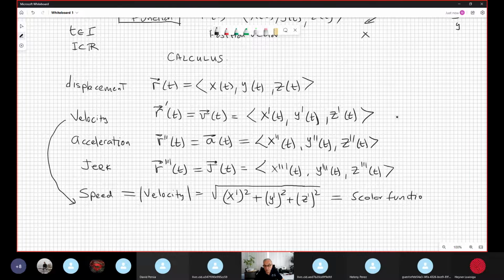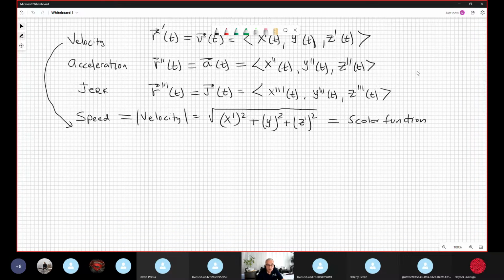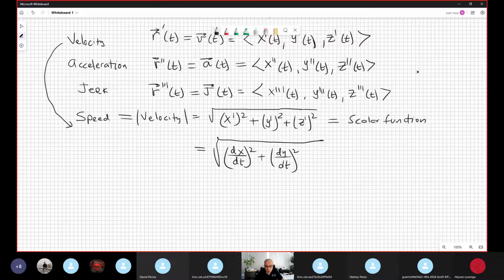No vector, no indicate direction, only magnitude. Some people prefer, for example, calculus 2. The teacher of calculus 2 prefer that notation. It's the same, and maybe it's a little bit familiar with you. dx/dt squared plus dy/dt squared plus dz/dt squared. And this is speed.